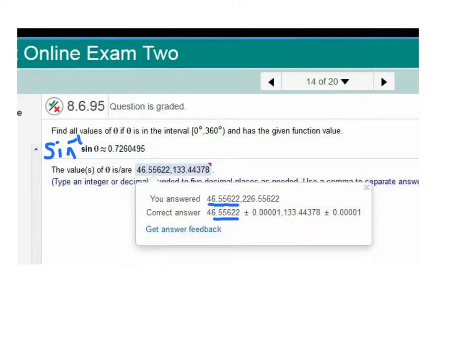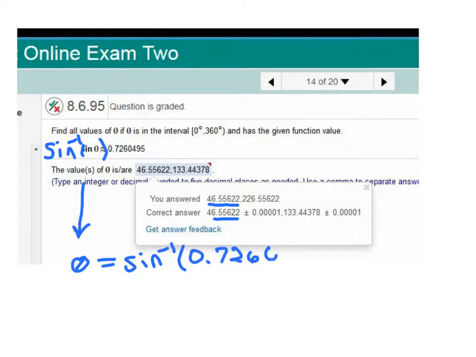Okay, so the first thing you should do is apply inverse sine to both sides. That's how we undo that sine function and get theta by itself. And so what you should start with inputting into your calculator is inverse sine of 0.7260495.